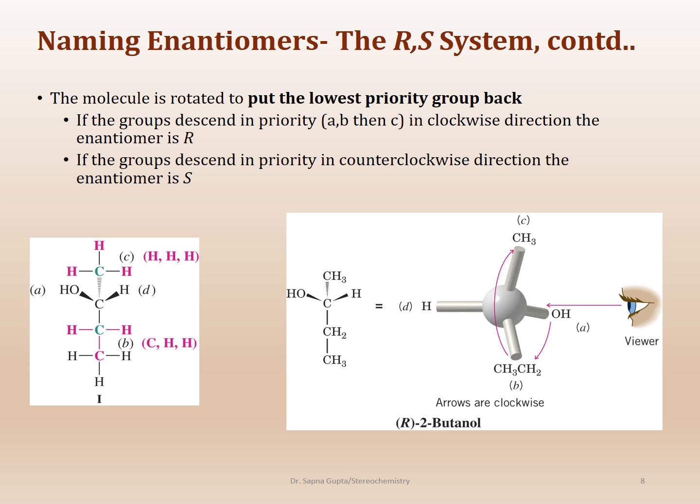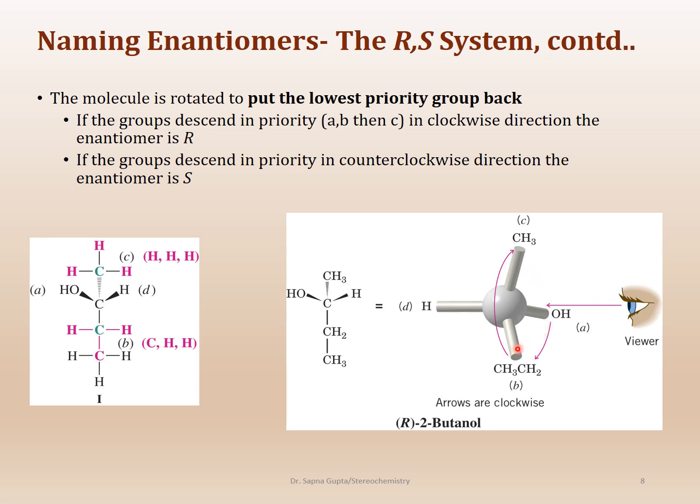Once you've assigned the priority to the groups, then you take the lowest priority group and keep it to the back. In a tetrahedral carbon, which is sp3, this is easy to do because one of the bonds will be going back. Once that lowest priority group is in the back, you have the other 3 that are actually facing you. When you look at these 3 groups that are facing you like a fan, then you just go A, B, C, from the highest priority to the lowest priority group.